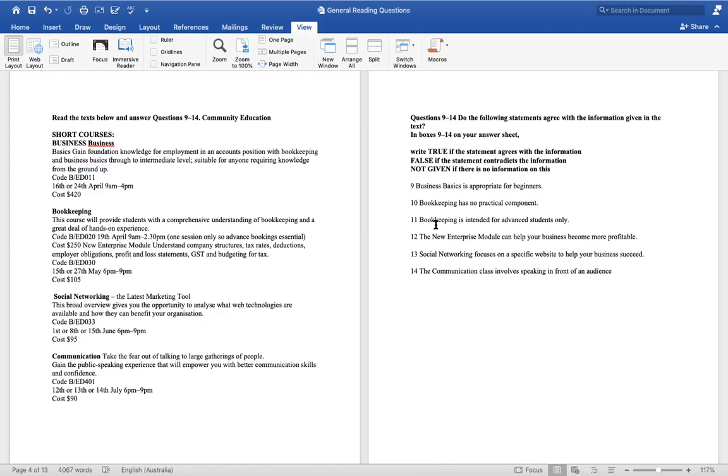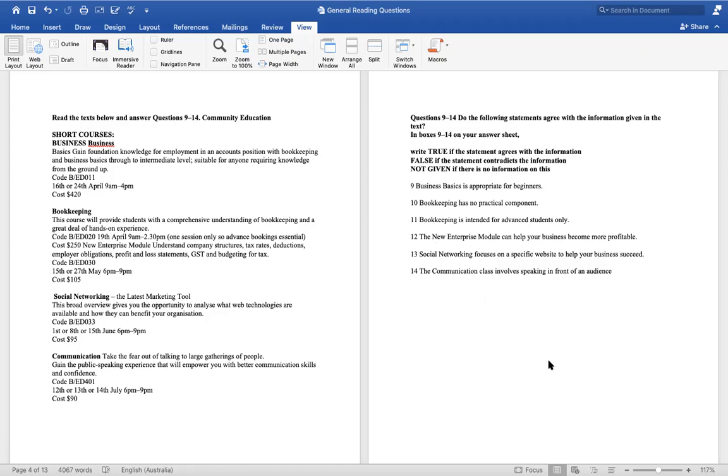So the next one: bookkeeping is intended for advanced students only. Here the keywords are "intended for" or "for advanced students only", students at a higher level or something like that. So we go looking for bookkeeping again. Where is it? Is it for advanced level only? There is nothing about whom it is designed for or whom this course is for. So the answer is not given.